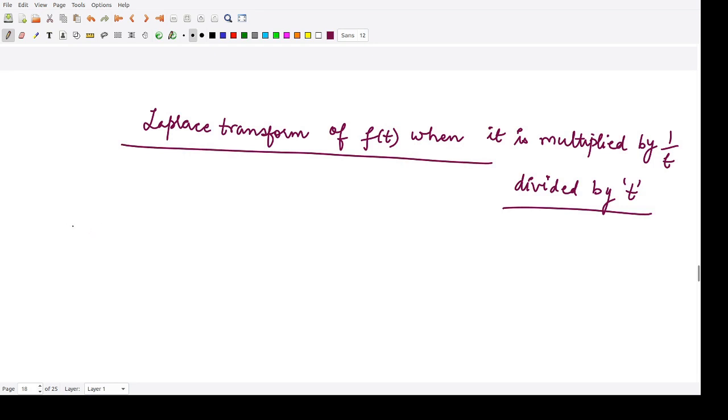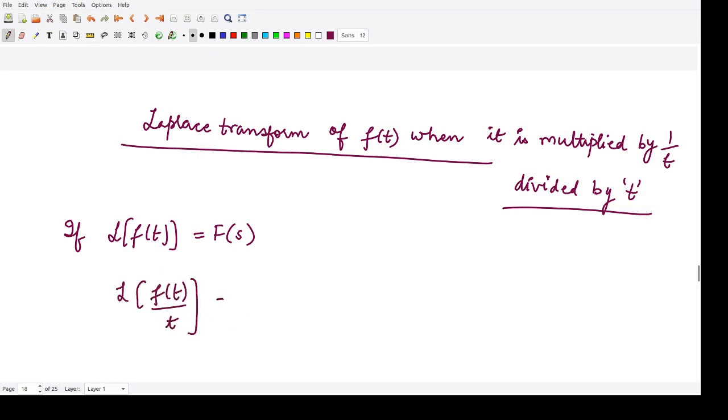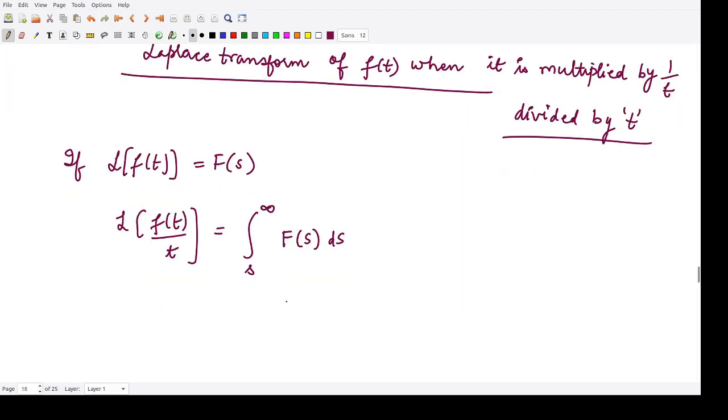So suppose the Laplace transform of this function f of t is capital F of s, then in that case the Laplace transform of the function f of t divided by t is equal to the integration from s to infinity of F of s ds. So note here that whenever you multiply your function with t, you take its derivative, and when you divide by t, you perform the integration. So you could remember it like this.